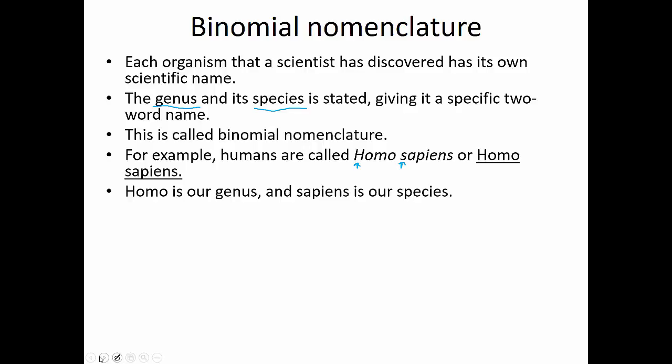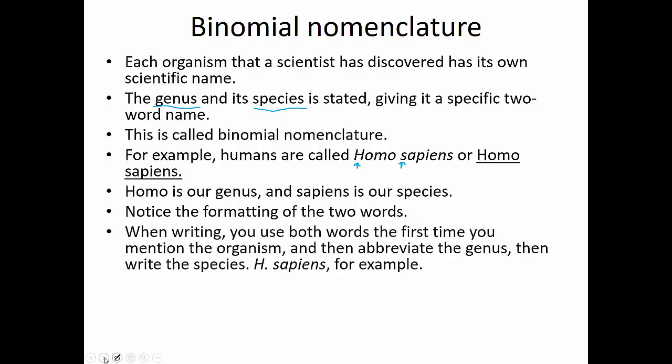Earlier humans are also in the same genus, so they start their name with Homo as well. Homo erectus, for example, is an earlier form of a human. So again, notice the formatting of the two words.